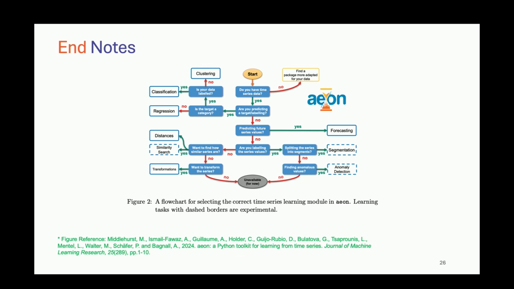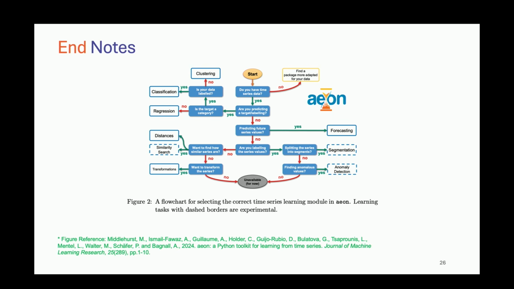End notes. This picture is from the Aeon paper. Recently, it was published in the Journal of Machine Learning Research. This is a tool, but then again it was published as a paper. It's just a quick view: do you really want to work with time series data, or do you need to really work with time series? For example, this is a graph where you can see, if you want to start with time series, you might need to look at this workflow to decide whether or not you need to start with time series, or if you have already started with time series but you are not sure what type of time series task you need to work on to solve your problem.